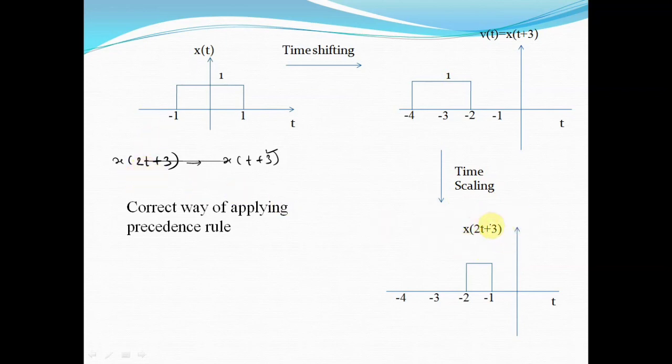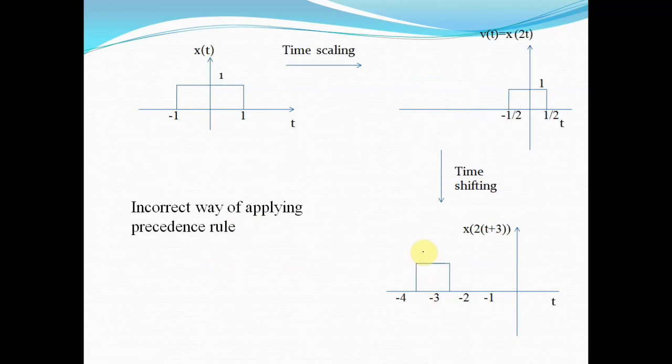When you apply this time scaling, the value of a is equal to 2, which is greater than 1, and it represents compression. So actually we are going to divide minus 4 and minus 2 by 2. So now my compressed signal is within minus 2 to minus 1. This is the correct way of applying the precedence rule.